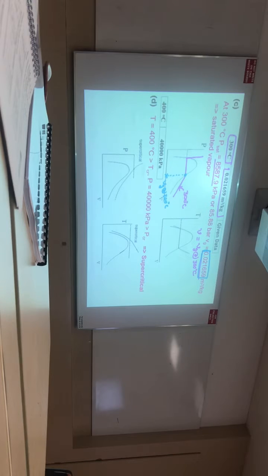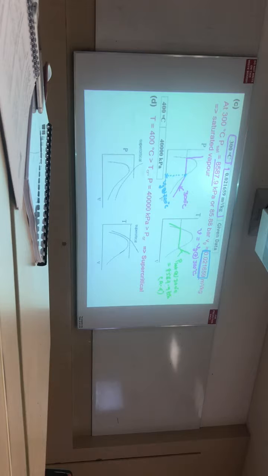On the other hand, if you draw the TV diagram, then you have to show the constant pressure line. The constant pressure line, how do you know? It's not given here, right? How do you find it? This one you can find, P saturated with respect to 300 degrees Celsius, which is equivalent to 8587.9 kilopascal, and you get it from table A4.